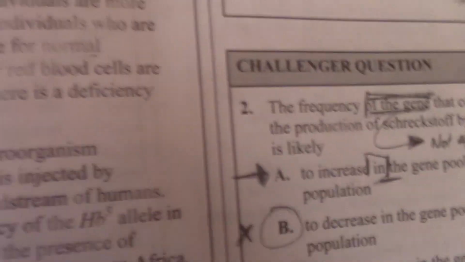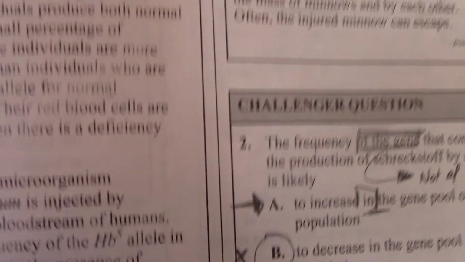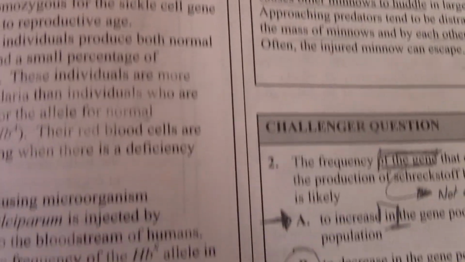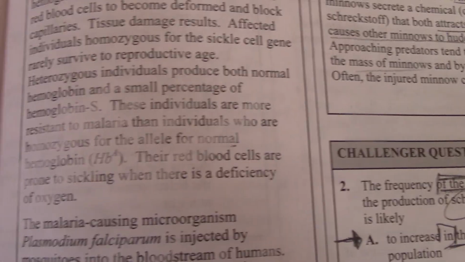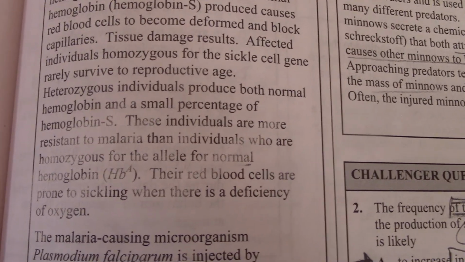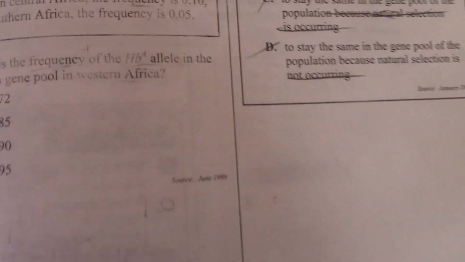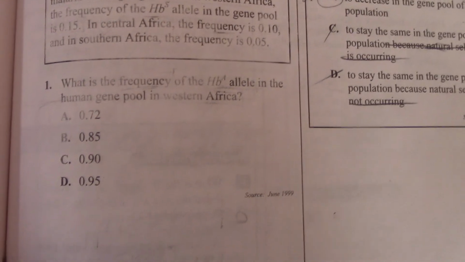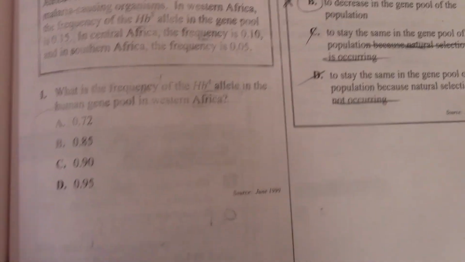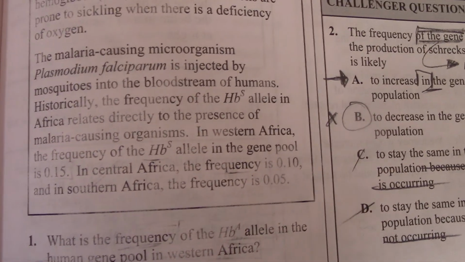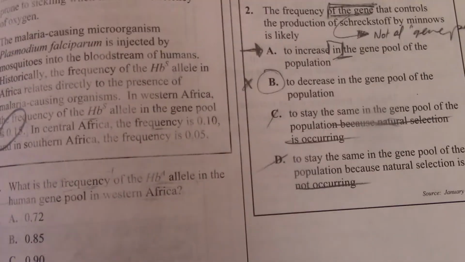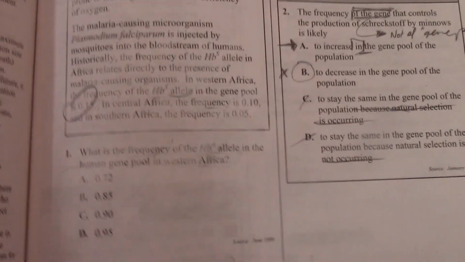In Western Africa, the frequency of the HBS allele in the gene pool is 0.15. In Central Africa, the frequency is 0.10. And in Southern Africa, the frequency is 0.05. What is the frequency of the HBA allele in the human gene population? So HBA is the normal allele. So what is the frequency of the HBA allele in the human gene pool in Western Africa? We're looking at Western Africa, and that's 0.15. So it's telling us what the HBS allele is, and it wants the HBA allele.